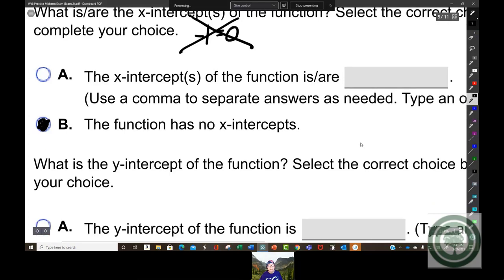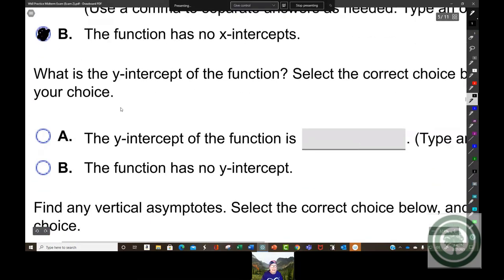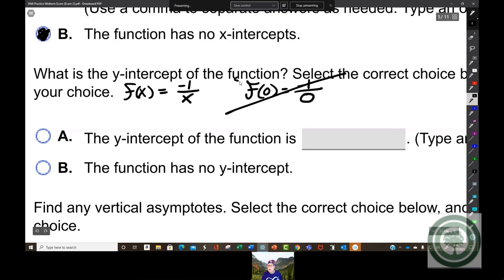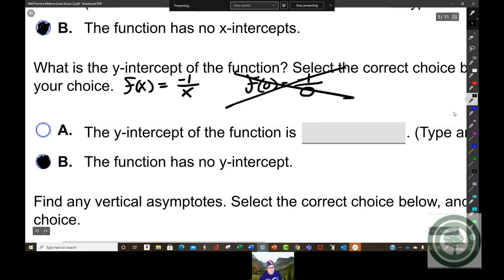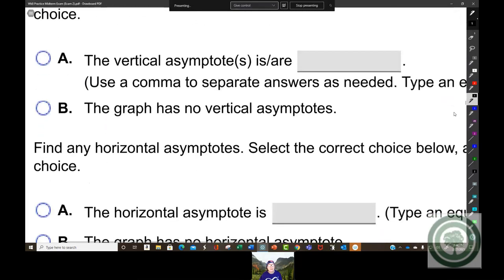What is the y-intercept of the function? Well, the function is f of x equals negative 1 over x. The way you find the y-intercept is you take f of 0. That would be negative 1 over 0. No, no, no. There is no y-intercept. We have a naked rational function. What about the vertical?